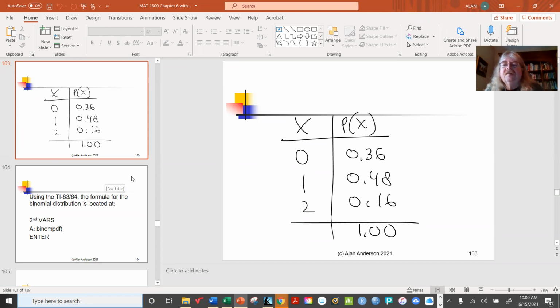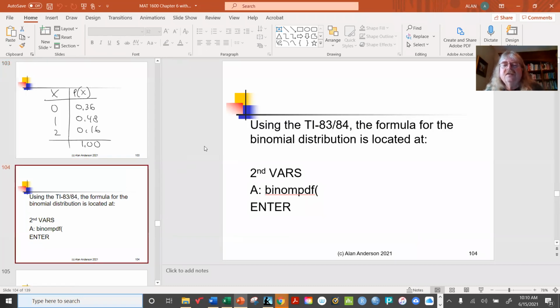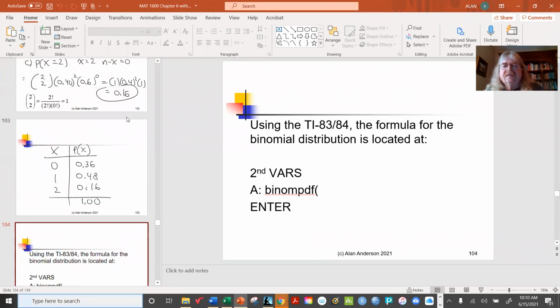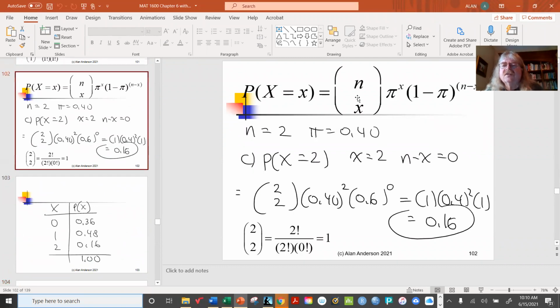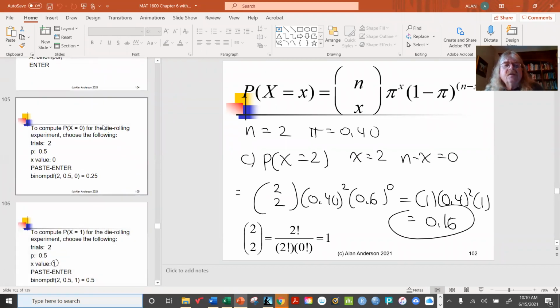Now, finally, the big secret is that you can use your calculator, at least the TI 83/84 series, to calculate the binomial probabilities directly. Okay, in other words, you don't have to use this formula if you've got the more advanced calculator. You can if you want to. It just isn't absolutely necessary because it really is doing everything for you.